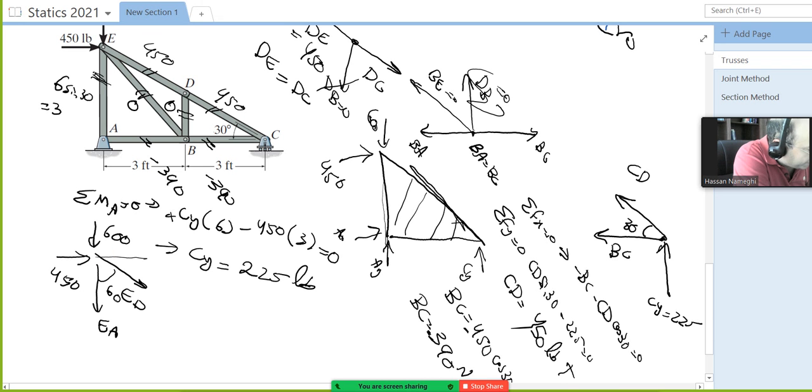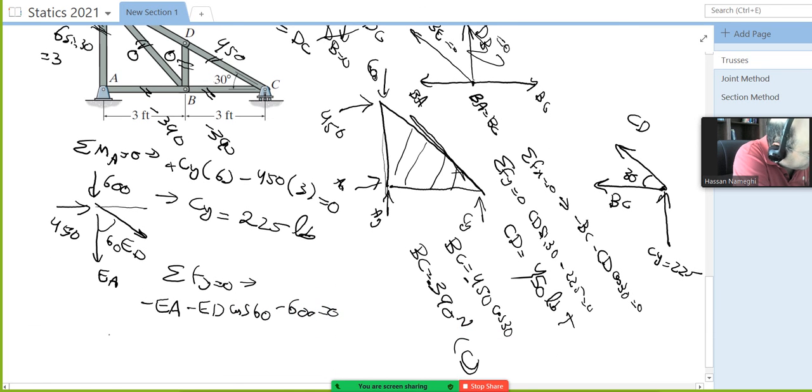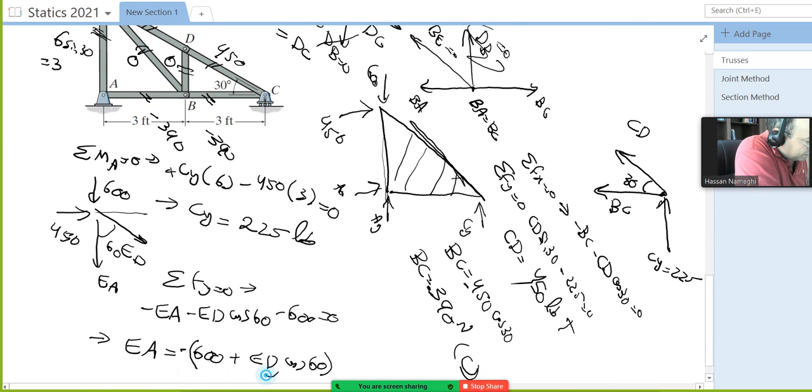Now, in this equation, I want to find EA. If I just do sum of Fy, I can find EA. So, sum of Fy equal to 0. From here, we get minus EA minus ED cosine 60 minus 600 equal to 0. From here, you get EA is equal to, that actually would be a minus, right? Minus 600 plus ED cosine 60. ED was the same as DC, which was 450. So if you calculate the answer, you're going to get minus 825 pounds.